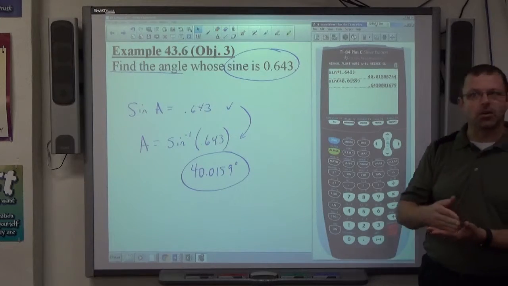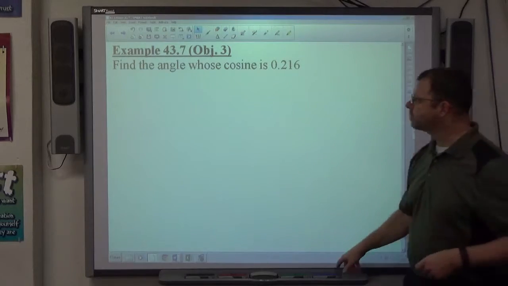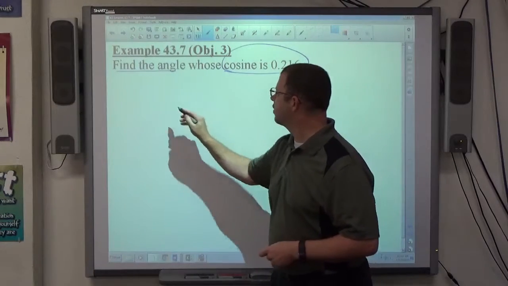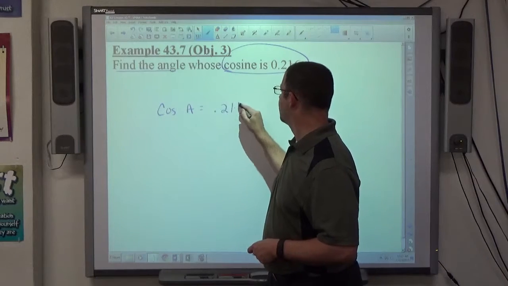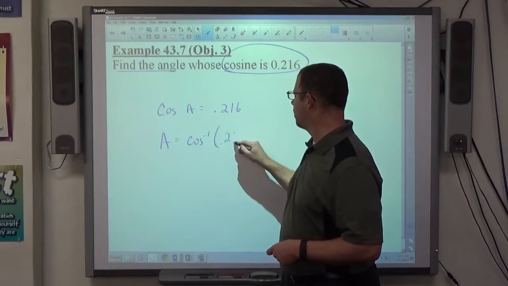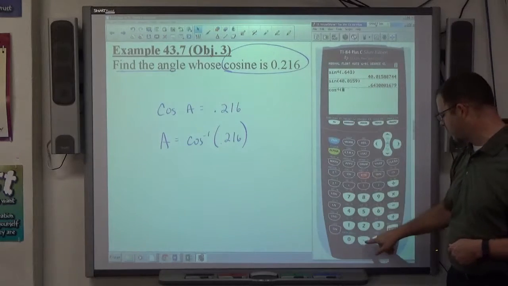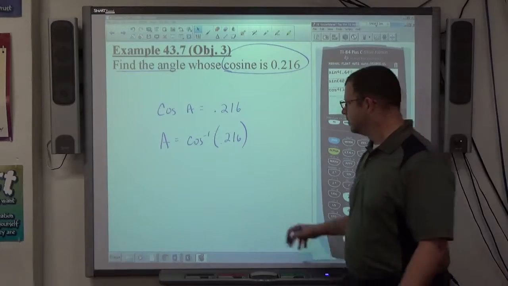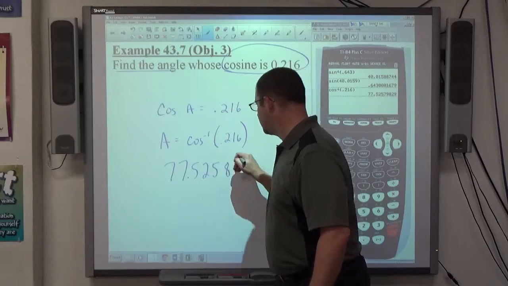So if it says find the angle, you have to use the inverse trig function to do it. So going back to example 7 then, it says find the angle. Again, we don't know the angle. We know the cosine is 0.216. Cosine of some angle I do not know is equal to 0.216. Which means the angle I'm looking for is going to be the inverse cosine of 0.216. Again, I go to my calculator and I say, hey calculator, what's the inverse cosine of 0.216? My calculator says, hey, it's 77.5258 degrees.